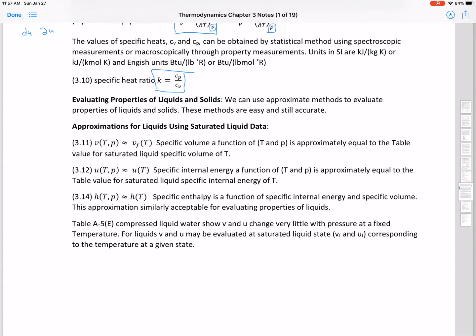Evaluating liquids and solids, we can use this approximate method. You see this on the steam table. We have this approximate method for looking at the properties of liquids and solids. So this is for liquids and solids, and it's fairly easy to look at this.